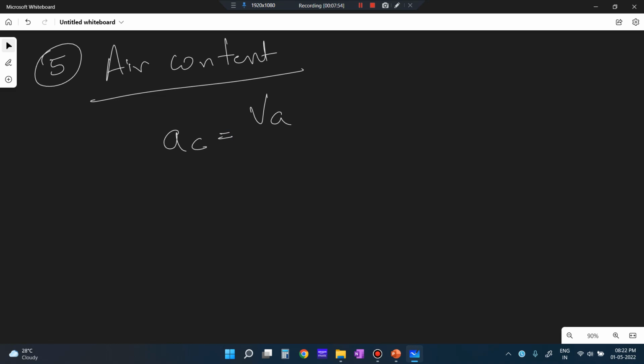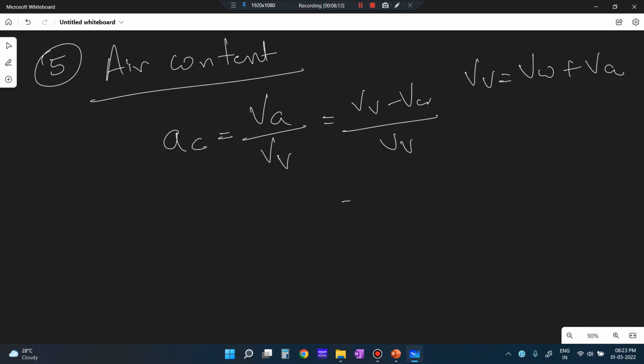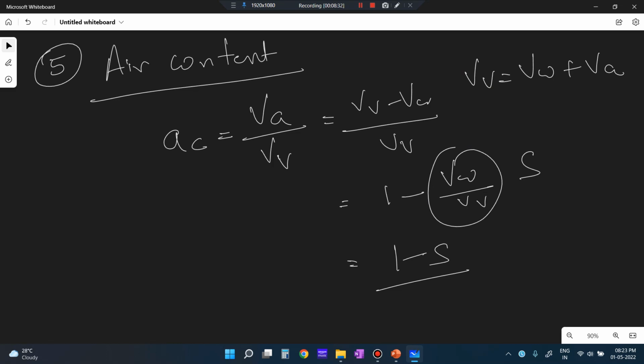Number 5. Air content. It is generally represented by small ac, which is equal to the volume of air present inside the soil to the total volume of voids. It can also be expressed in terms of percentage. Now, as we have seen earlier, Vv equal to Vw plus Va. So we can write it like this: (Vv minus Vw) by Vv. So we can say that this one, Vw by Vv, is the degree of saturation. So we can write it like this, 1 minus S. So ac equal to 1 minus S.